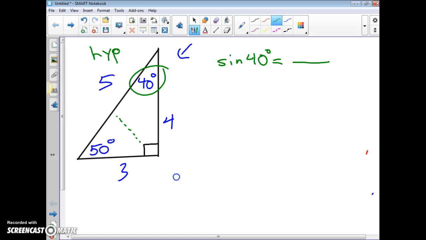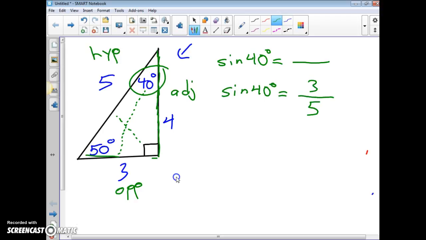Now, if this is my reference angle, the adjacent side is going to be the side that's right next to that angle. Well, it's got to be this one. Then the side opposite or across from that angle is down here. So since sine is opposite over hypotenuse, the sine of 40 degrees would be 3 over 5.